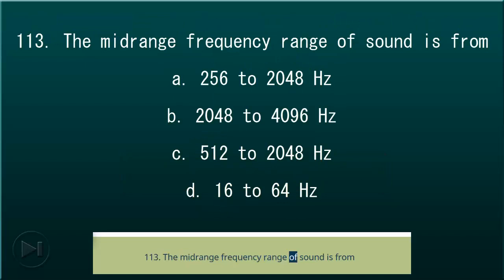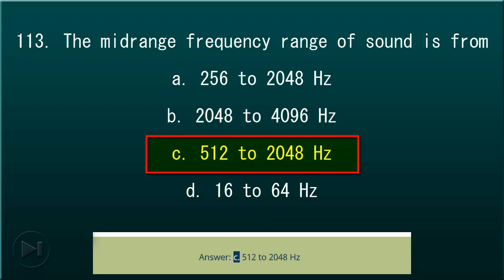113. The midrange frequency range of sound is from A. 256 to 2048 Hz. B. 2048 to 4096 Hz. C. 512 to 2048 Hz. D. 16 to 64 Hz. Answer, C. 512 to 2048 Hz.